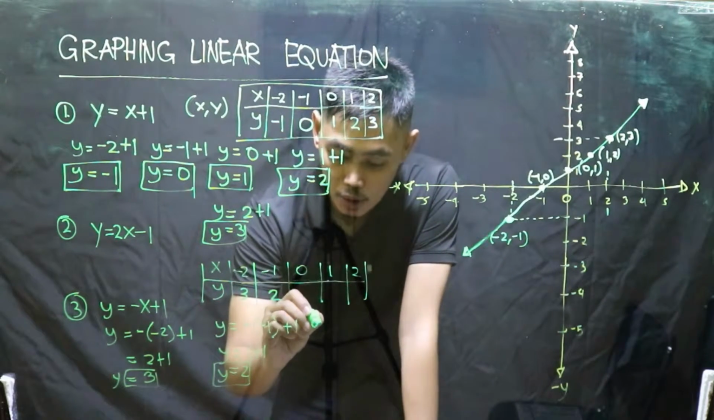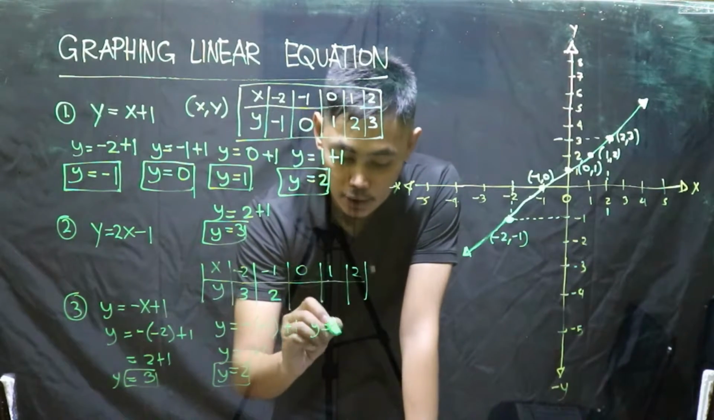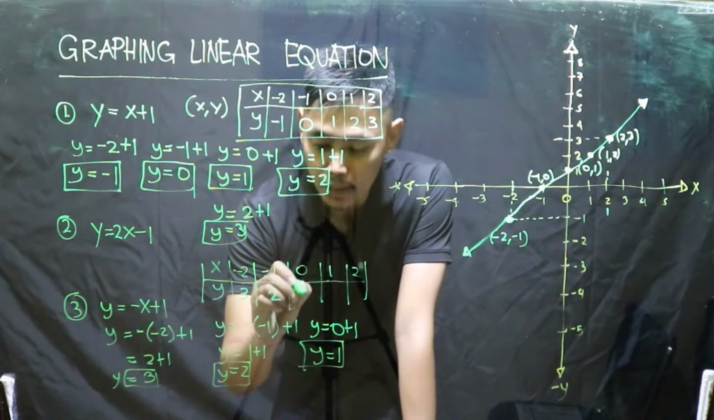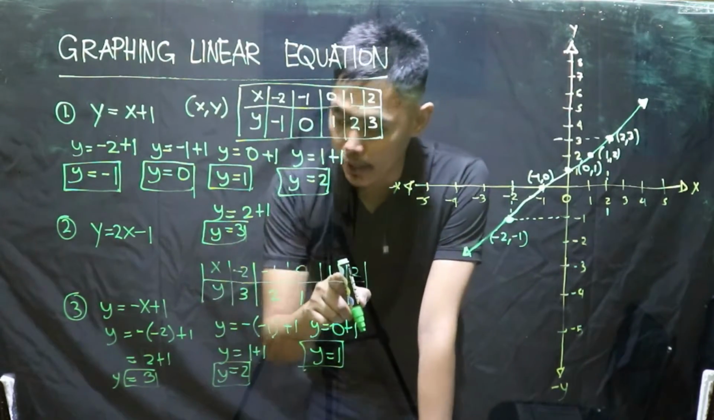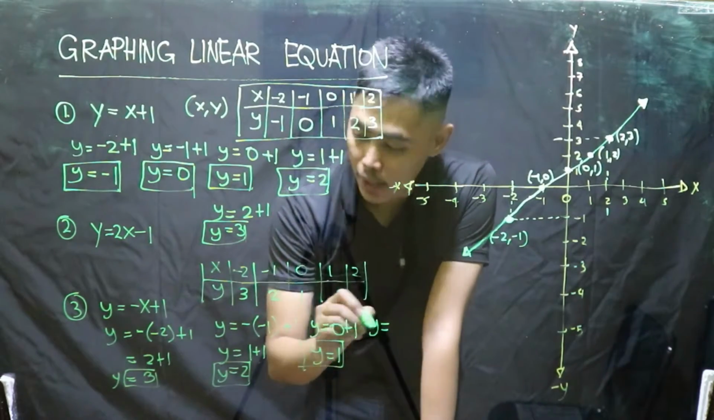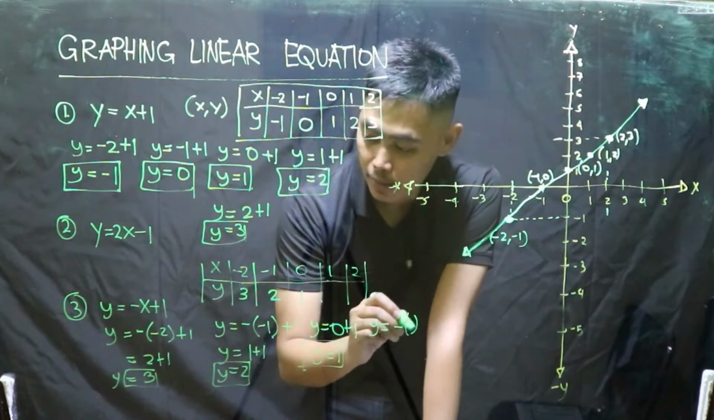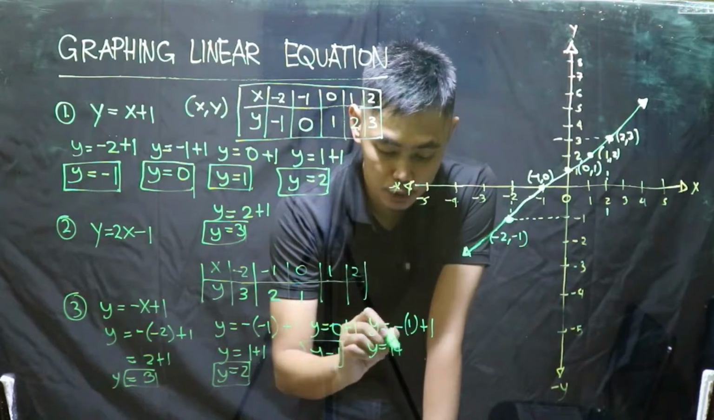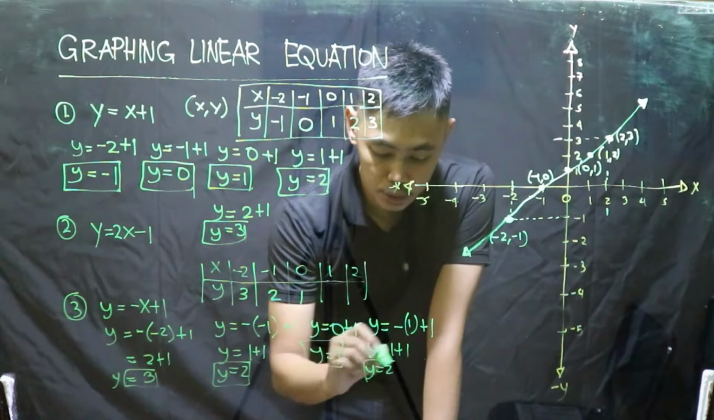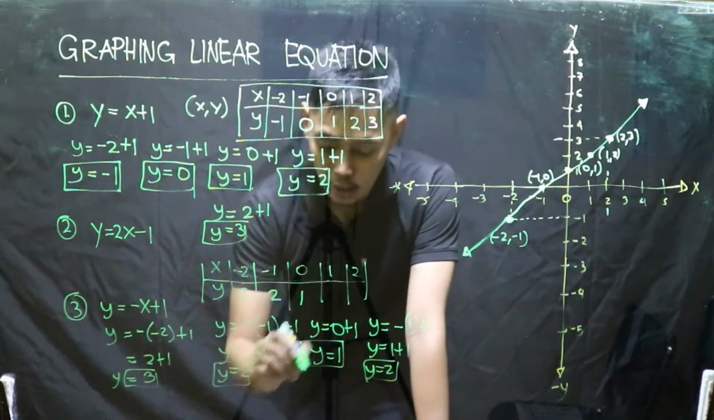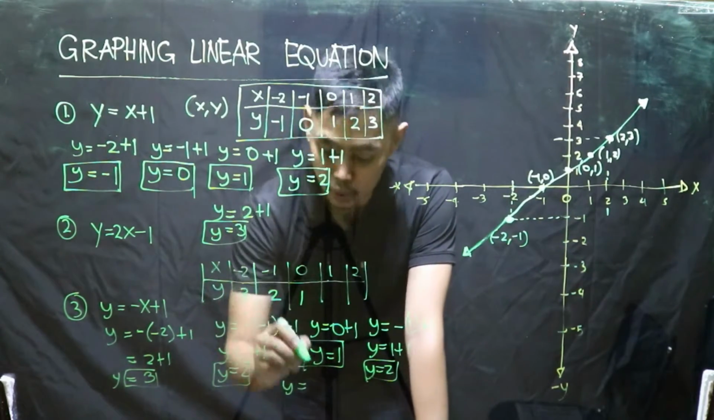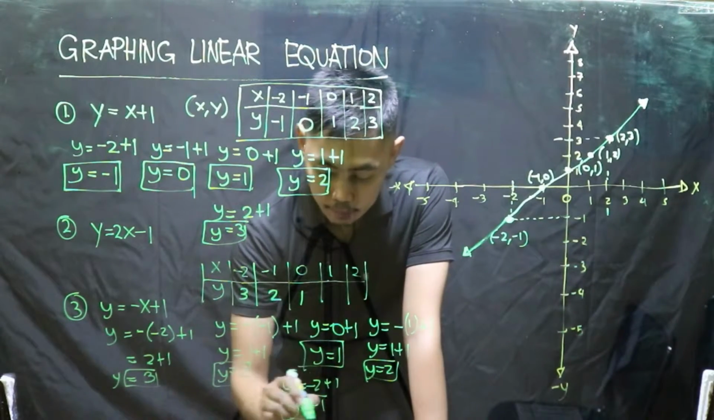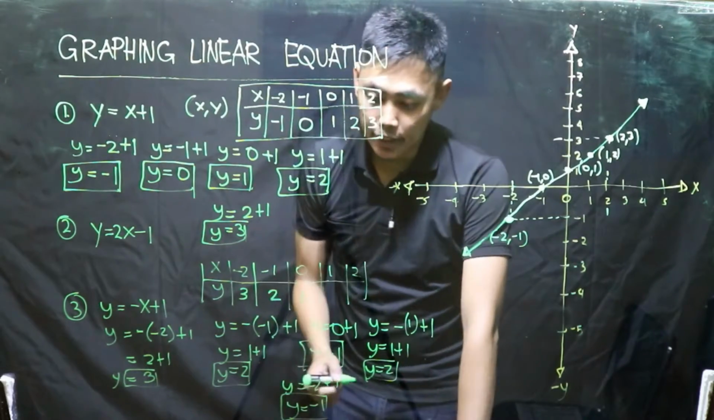How about 0? So we will replace x with 0 plus 1, y is equal to 1. How about 1? We will just need to replace x with 1, y is equal to -1 plus 1. And this is negative times positive, so 1 plus 1, y is equal to 2. And lastly, we have x is equal to 2. So -2 plus 1, y is equal to -1. Okay, so now we have sets of ordered pairs.